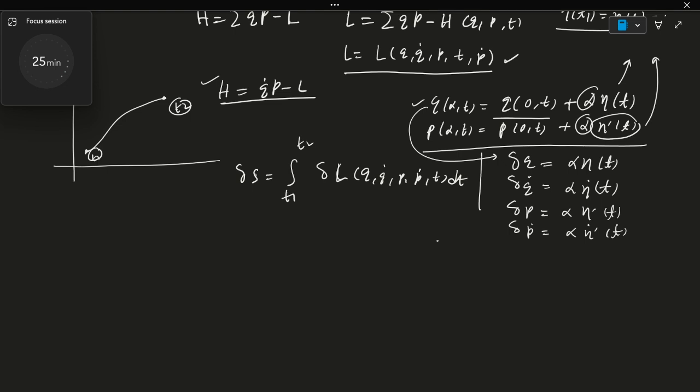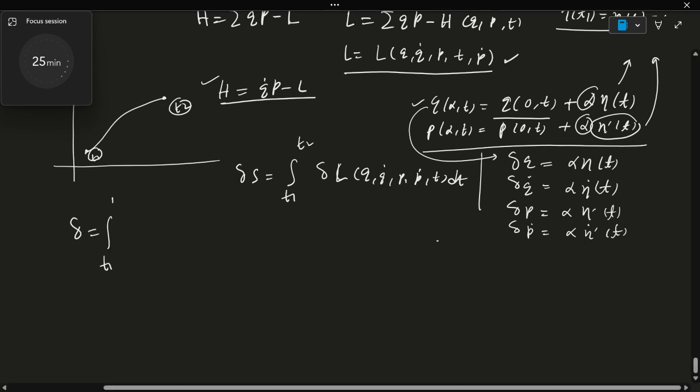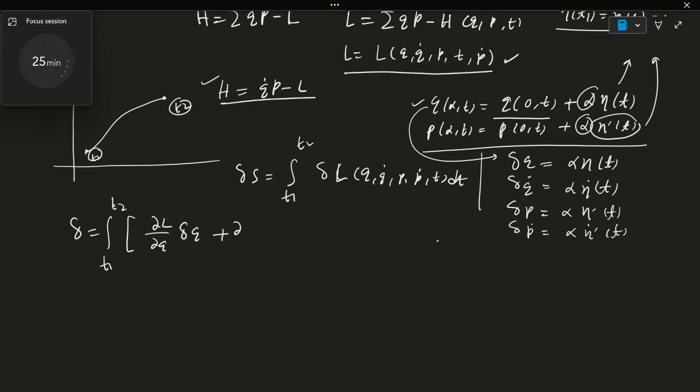So delta S equals the integral from t1 to t2 of [del L by del q plus del L by del q dot plus del L by del p plus del L by del p dot], and the whole thing times dt.